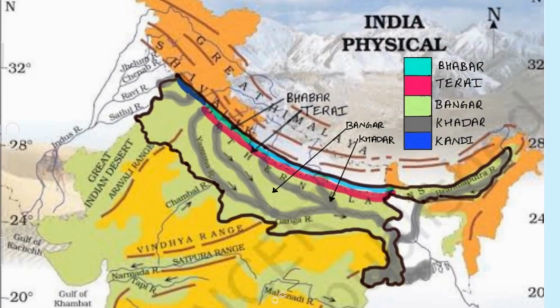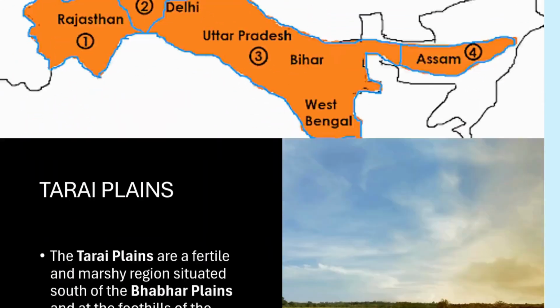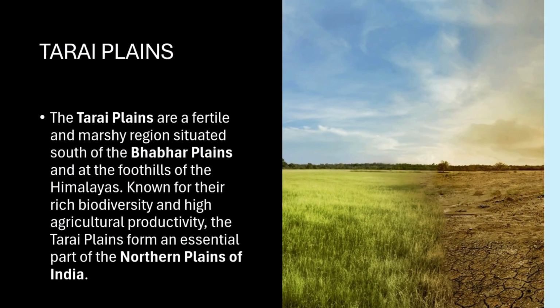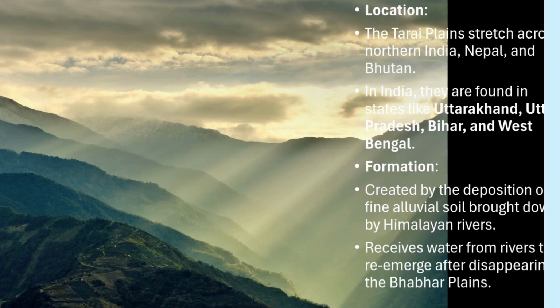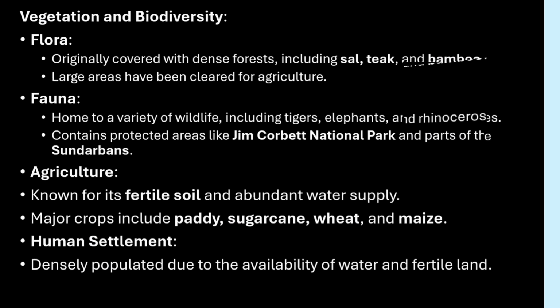The Tarai Plains are fertile and marshy regions situated at the south of the Bhabar Plains, known for their rich biodiversity and agriculture. Location: the Tarai Plains stretch across northern India, Nepal, and Bhutan. In India, they are found in the states of Uttarakhand, Uttar Pradesh, Bihar, and West Bengal. Formation: created by deposition of fine alluvial soil brought down by the Himalayan rivers. Receives water from the rivers that re-emerge from disappearing in the Bhabar Plains.